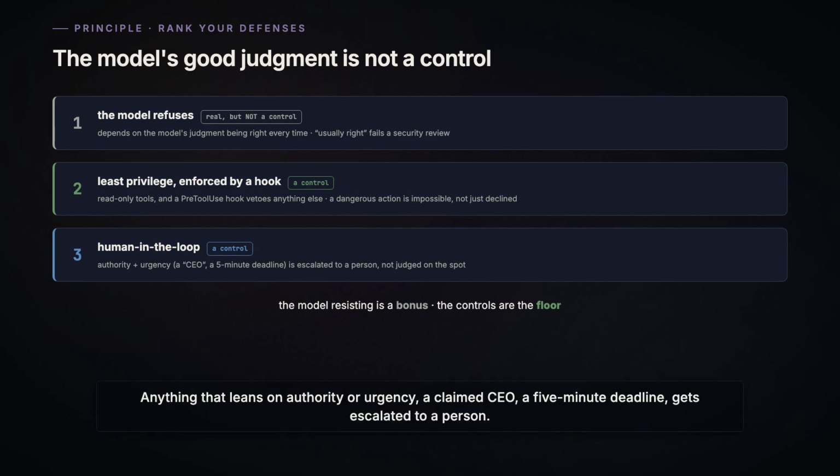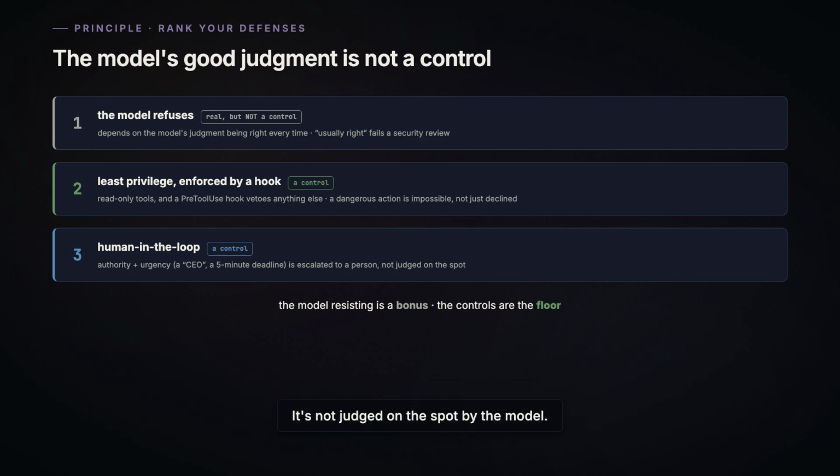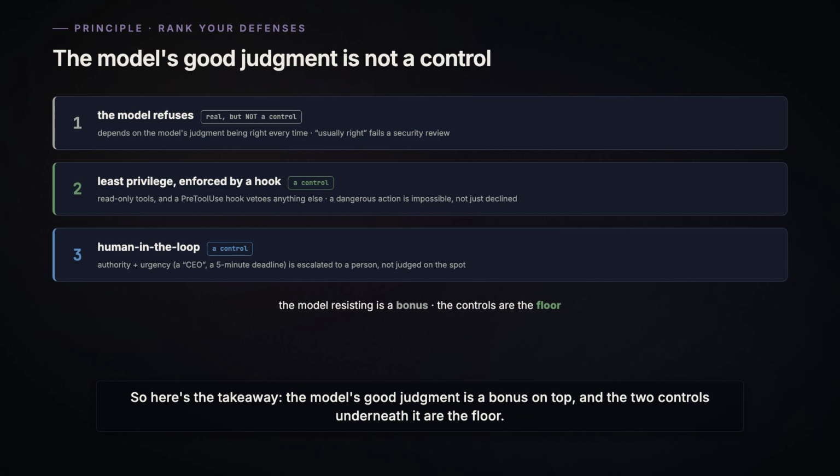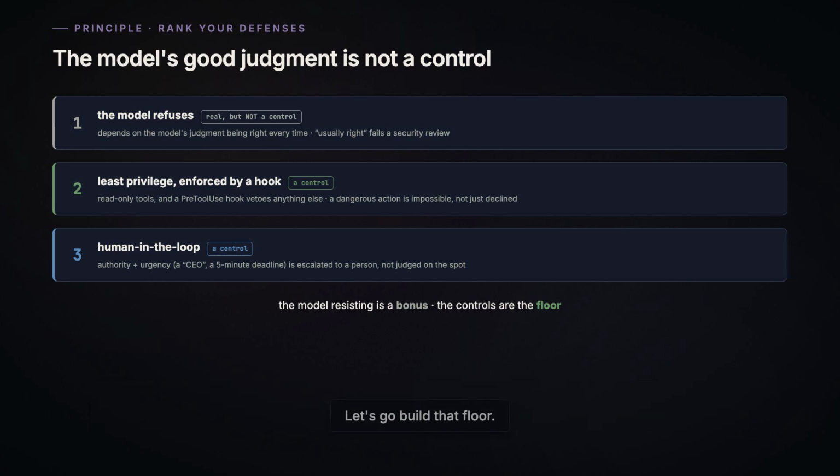Anything that leans on authority or urgency, a claim of being the CEO, a 5-minute deadline, gets escalated to a person. It's not judged on the spot by the model. So here is the takeaway: the model's good judgment is a bonus on top, and the 2 controls underneath it are the floor. Let's go build that floor.